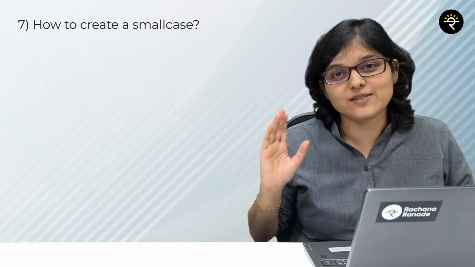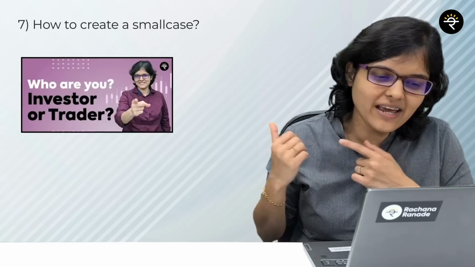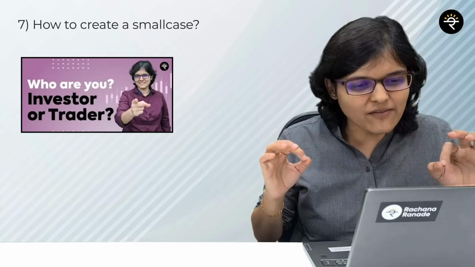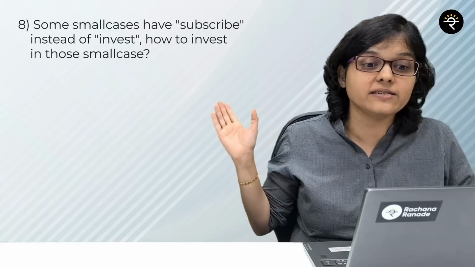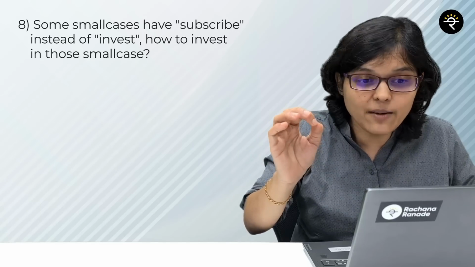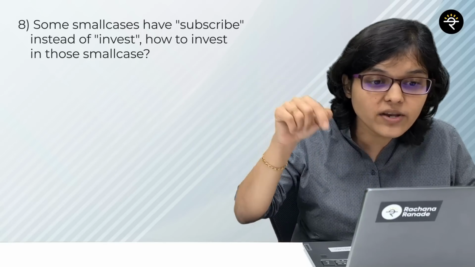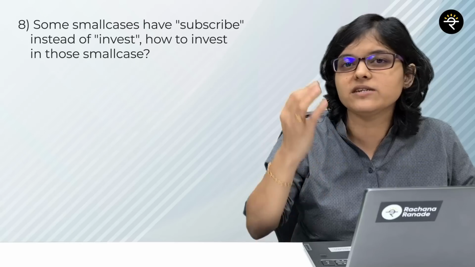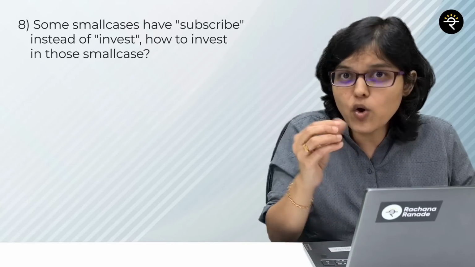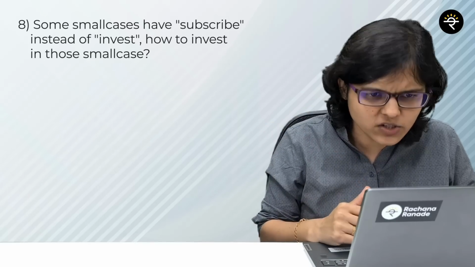Let's move on with the next question, as to how to create a smallcase. For that I've already prepared a video, so whenever time permits, watch that video. Not right now, first focus on this video because a very important question is coming up, which is that some smallcases have a subscribe button instead of an invest button. So what is the difference between these two and how to invest in those smallcases? I'll show you practically how it looks, so just have a look at this.